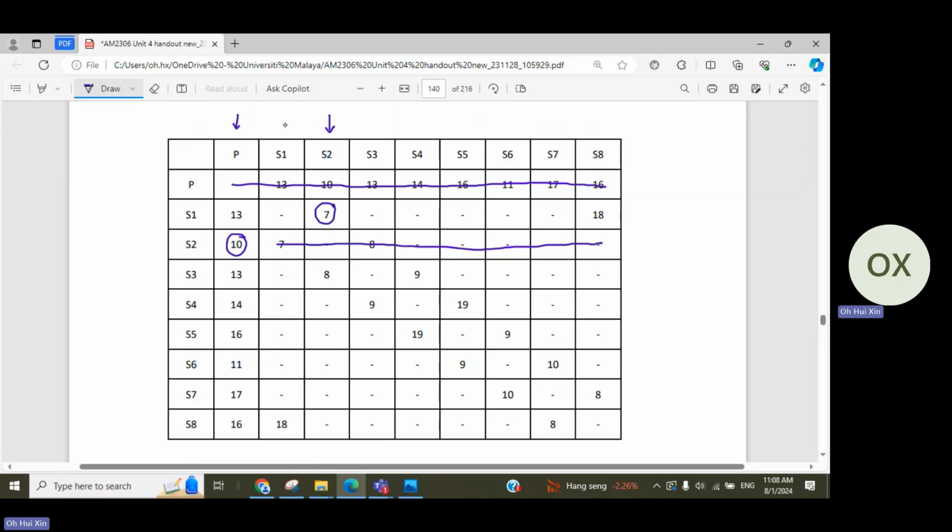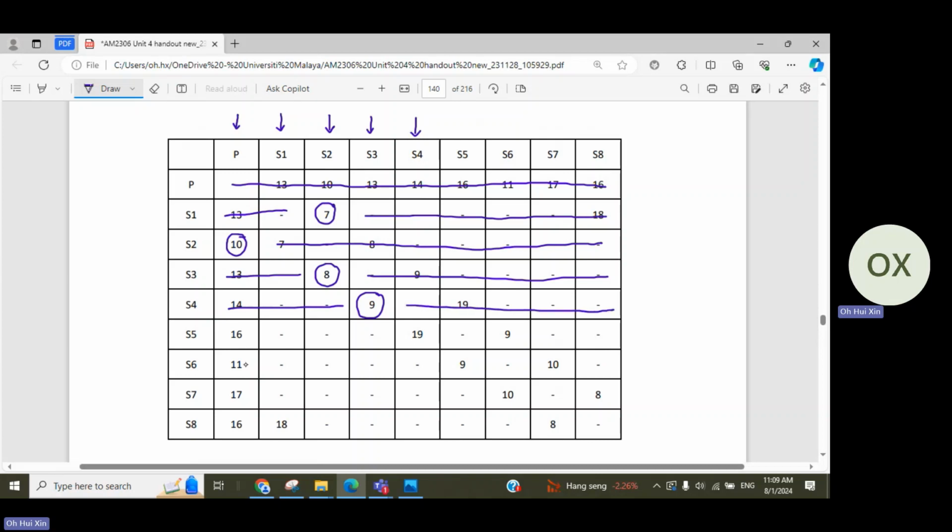7 brings us to S1, arrow at S1, strike through the entire thing for S1. Among all these numbers, these are the numbers that we are comparing with 18 and also 8, because these are all the columns with arrow. So the next smallest number is 8. 8 brings us to S3, arrow at S3, strike off everything for S3. Because all these are already struck off, you are comparing this bunch, so all these numbers with 18 and also 9. The smallest number is 9. 9 brings us to S4, so arrow at S4, strike through everything for S4.